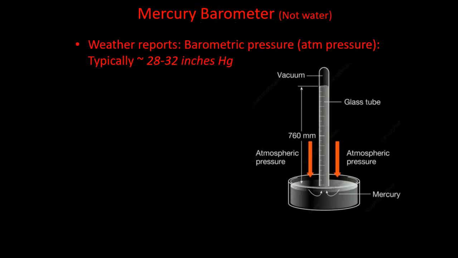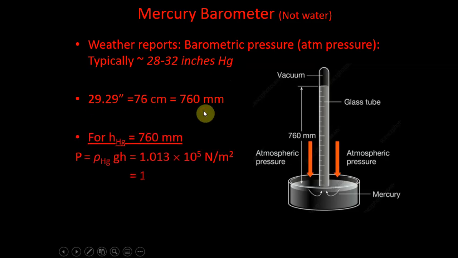So in terms of a mercury barometer, as I mentioned, why do we even use mercury? It's because of its density. When you see weather reports, they often quote the barometric pressure in terms of millimeters or inches of mercury. If we say something's about 29 inches of mercury, which is about where it sits for most atmospheric pressures, that's 76 centimeters or 760 millimeters. So 760 millimeters translates to a pressure of rho g h of about an atmosphere, 1 times 10 to the 5 newtons per square meter.